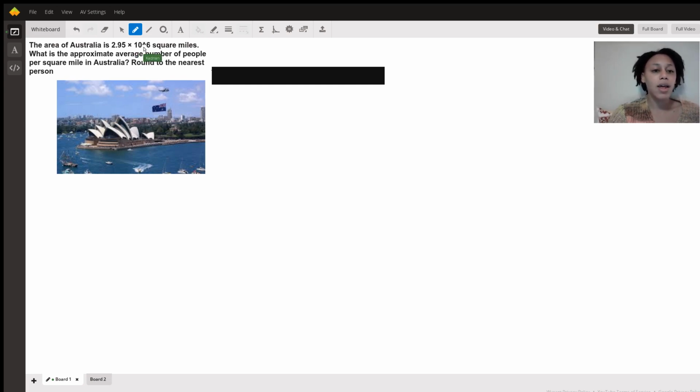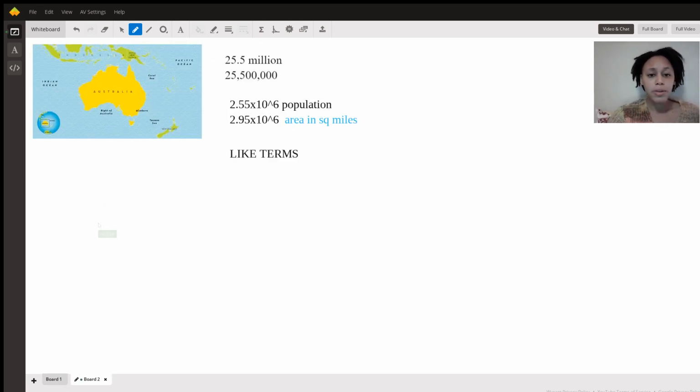So we have to find out how many people are living in this 2.95 times 10 to the 6 square miles of Australia. So, you can find that with a quick Google search. I Googled it, found the 2020 population to be 25.5 million. And that's a lot. In other words, that's 25,500,000 people living in Australia.